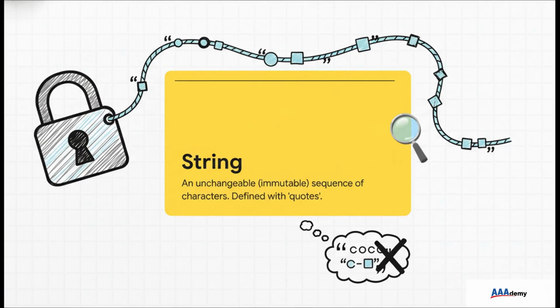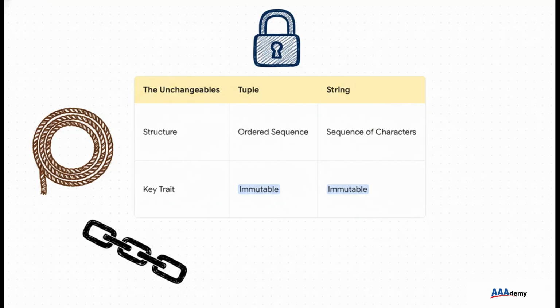I know, we use them all the time for text, but it's really easy to forget their core nature. A string is an unchangeable, or immutable, sequence of characters. You can't just change a single character in the middle of a string. You have to create a whole new one. So, to wrap up this part, tuples and strings are our unchangeables. They give you reliability and make sure that data that's supposed to be constant, well, stays constant. Their shared key trait is immutability.